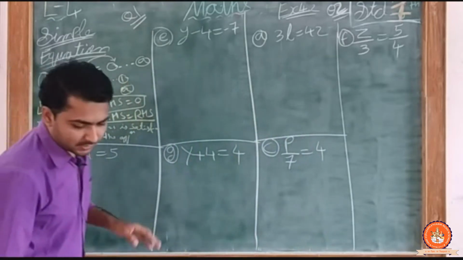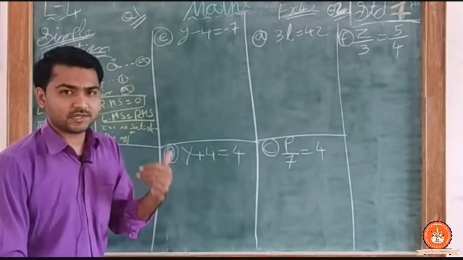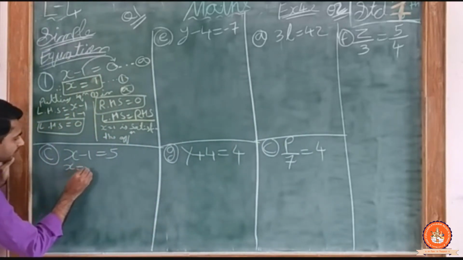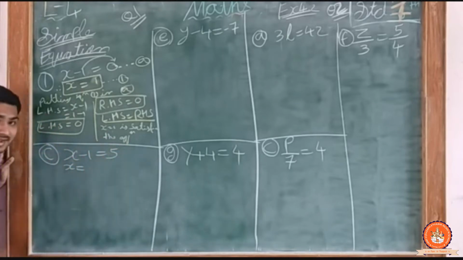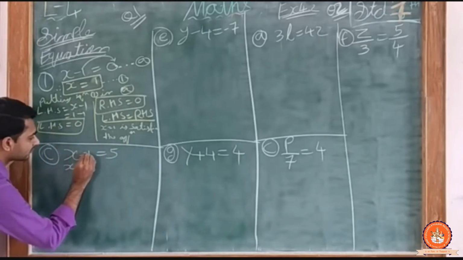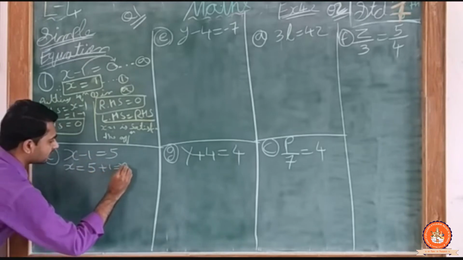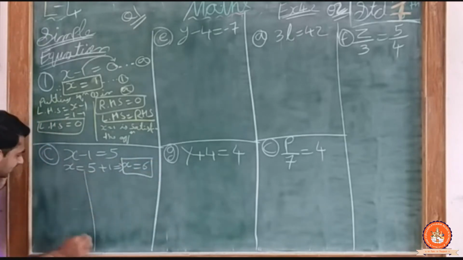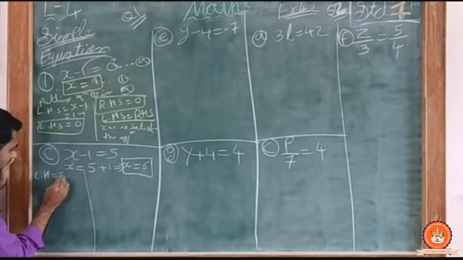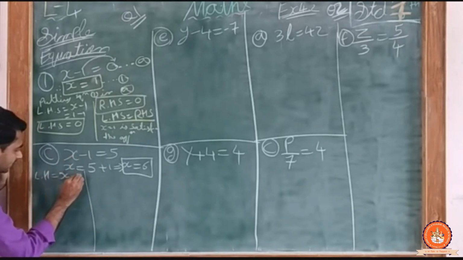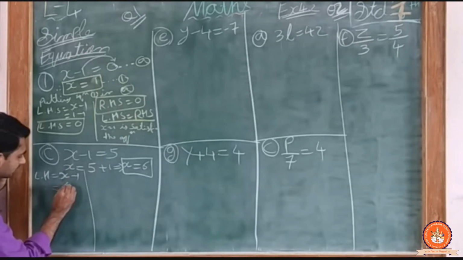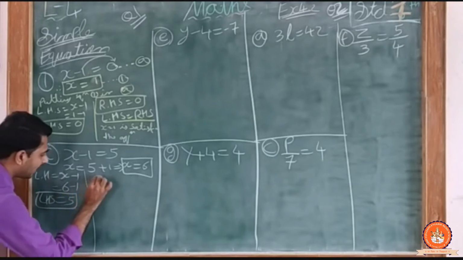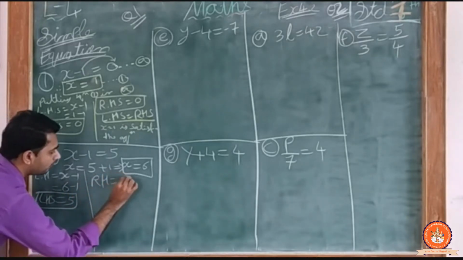Now question B which is in your textbook, it is similar to question A only, do it by yourself. Now question C. So x is equal to, now as I told you, taking this minus 1 on the right side, that means 5 as it is, this minus 1 becomes plus 1, that means x is equal to 6. I get x is equal to 6. So solving the LHS and RHS, LHS is equal to x minus 1, so putting the value of x, that is 6 minus 1, that means 5. So LHS equal to 5 and RHS is equal to 5 only.